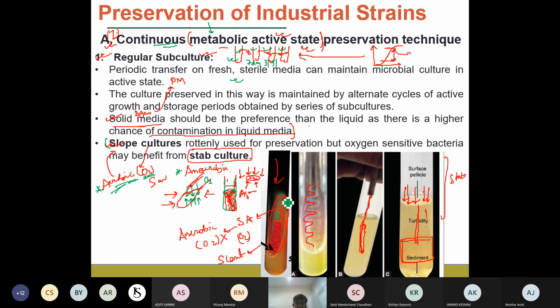So what we do is take the agar and solidify it into this type of tilted structure, and we streak the cells on the top of it. Now this top surface is exposed to the air. That's why for aerobic cultures we go for this type of slope culture, in which you have a higher surface area of contact.